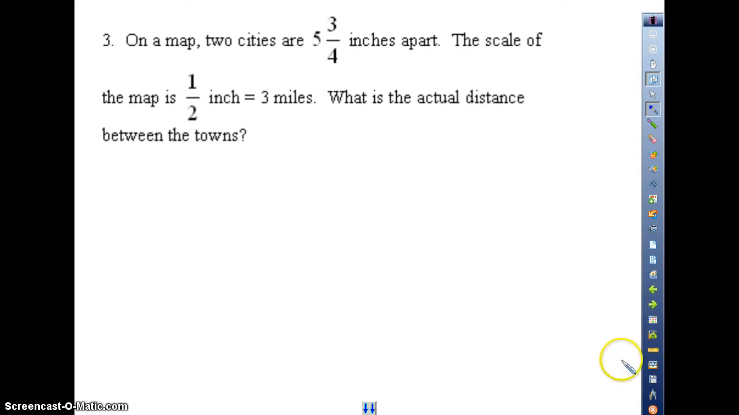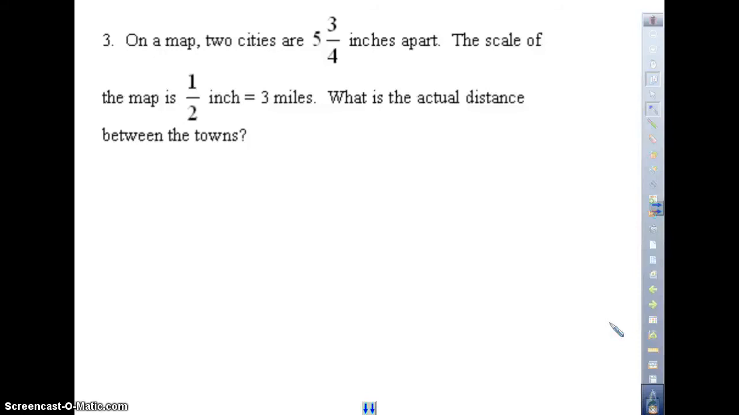Okay, this one right here, I'm going to read the question. I'm going to pause the video. I want you to work the problem, and I want to know how many different ways did we get people to work this problem. On a map, 2 cities, I take a ruler, and I measure out the distance with a ruler, and they're 5 3/4 inches apart. It says the scale on the map shows that 1/2 inch represents 3 miles of actual driving distance between the 2 cities. What's the actual distance between these 2 towns? I'm going to pause the video. I want to see how you set this up.